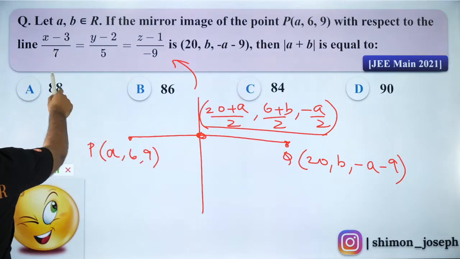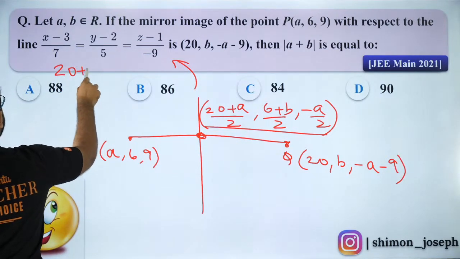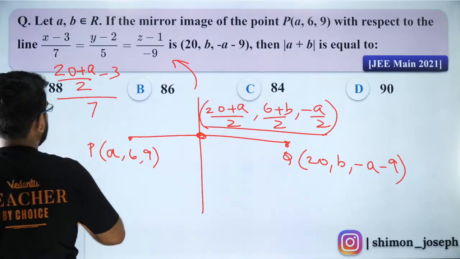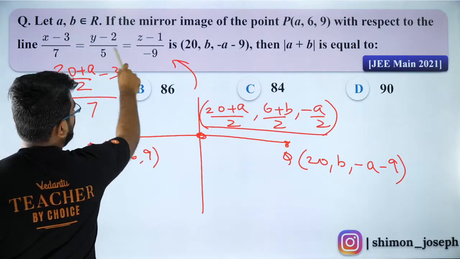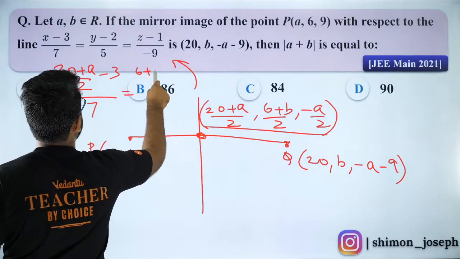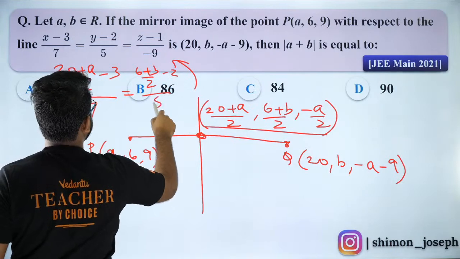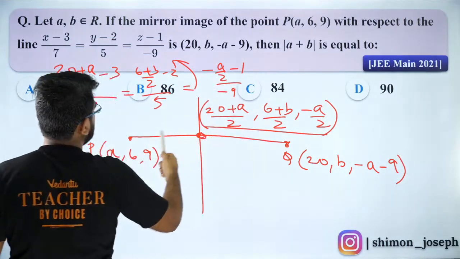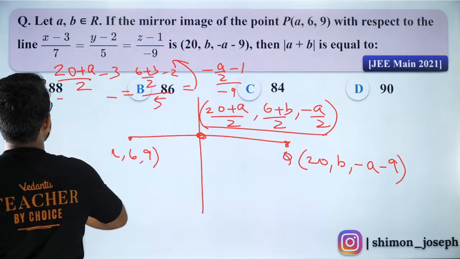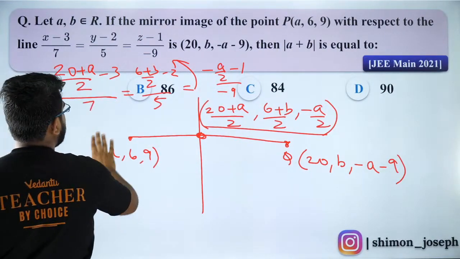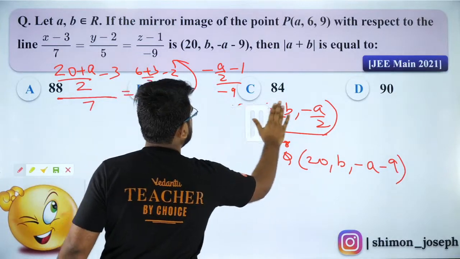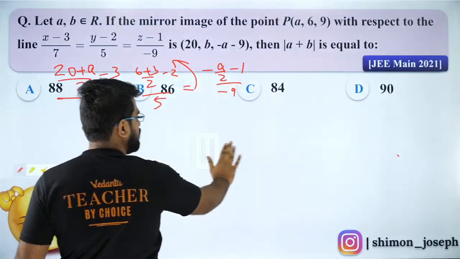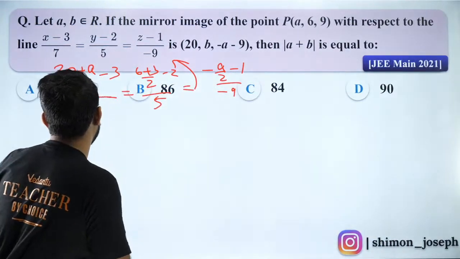So let's substitute that. So I'll get 20 plus A by 2 minus 3 by 7 is equal to Y minus 2, right? So 6 plus B by 2 minus 2 by 5 is equal to minus A by 2 minus 1 by minus 9. So now you basically have to solve it. I hope you guys can do it. But I know some people will be like, sir, solve it fully, sir. What are you doing? Okay, let me solve it. Listen carefully now.